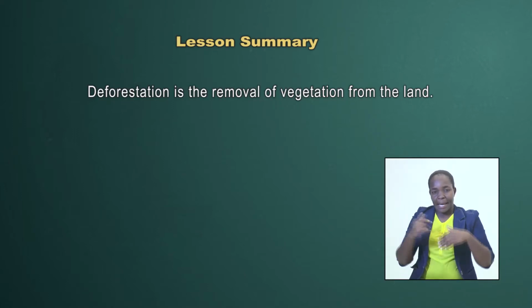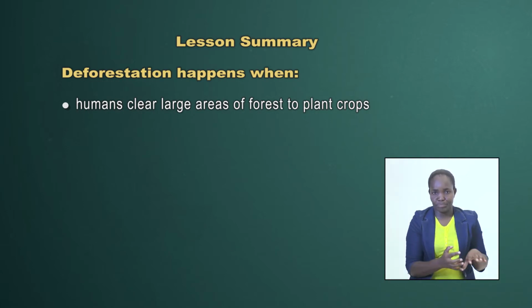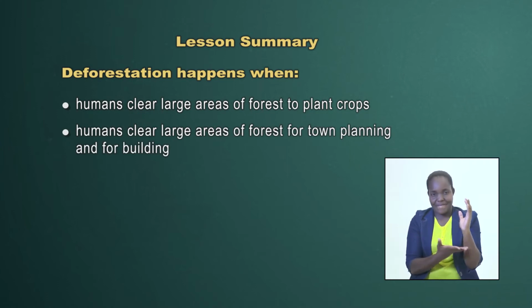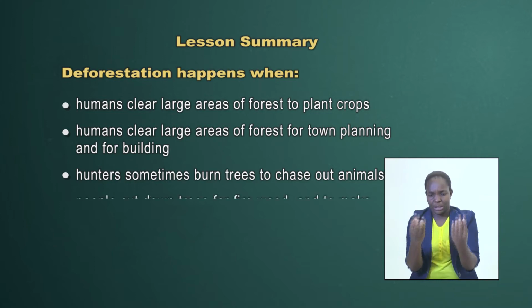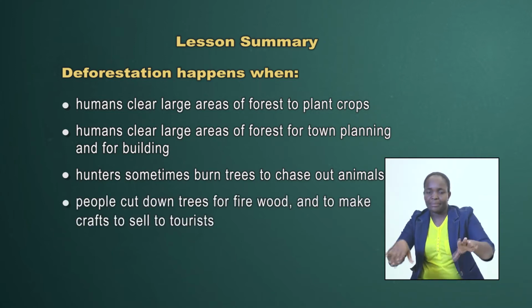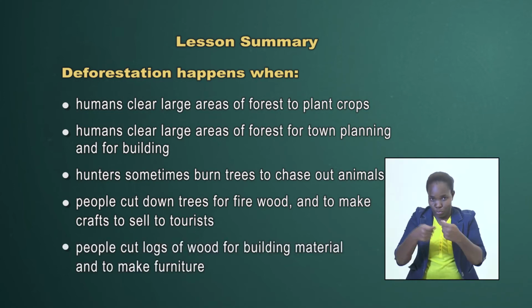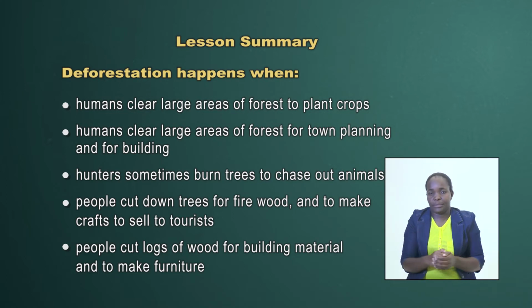Let's see what we have learned. Deforestation is the removal of vegetation from the land. Deforestation happens when humans clear large areas of forest to plant crops. Humans clear large areas of forest for town planning and for building. Hunters sometimes burn trees to chase out animals. They chop down trees for firewood and to make crafts to sell to tourists. People also cut logs of wood for building material and to make furniture from them.